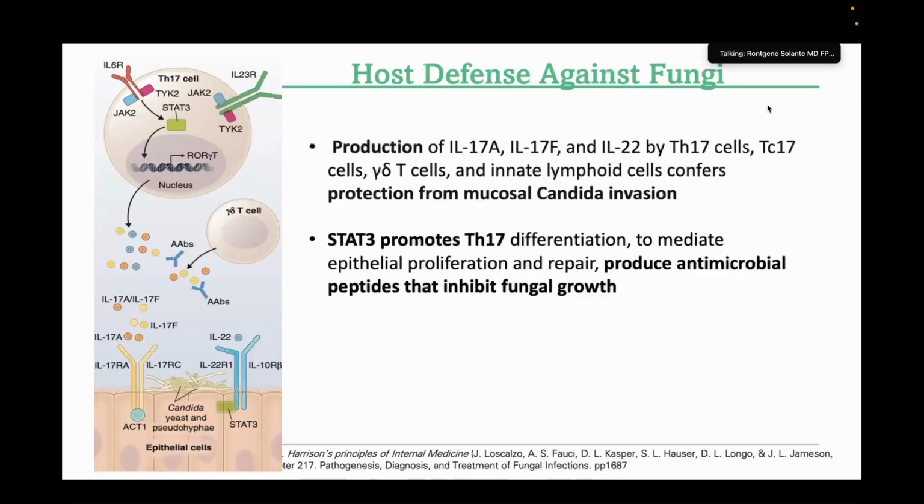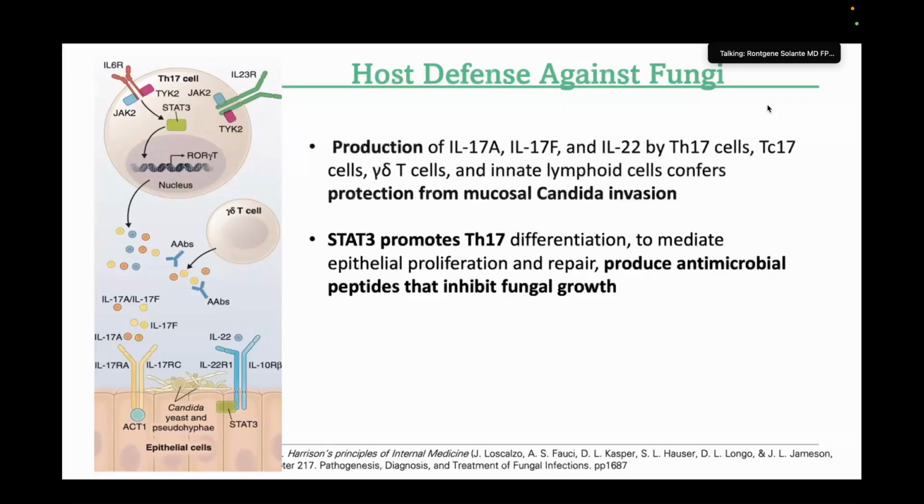So this is your Th17 cell. Your Th17 cell will be able to produce your interleukin 17A, 17F, and 22. These cells are responsible for protecting an individual from mucosal candida. Remember, your candida infection usually starts in the mucosal area before it can invade the blood. This Th17 cell is a vital part of your host defense that helps prevent candida yeast from going into the blood.